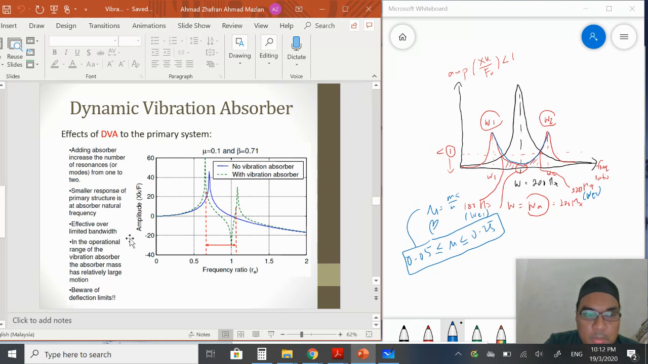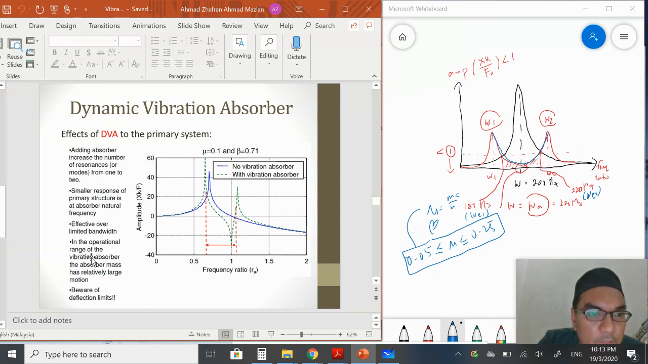It is effective over a limited bandwidth, the bandwidth that I have said before is only limited, and the design may be in the range of 180 to 220 Hz only. So this is the effective range, very limited basically. You cannot play around with your operating frequency very much. If there are changes of operating frequency, it must be within this range.